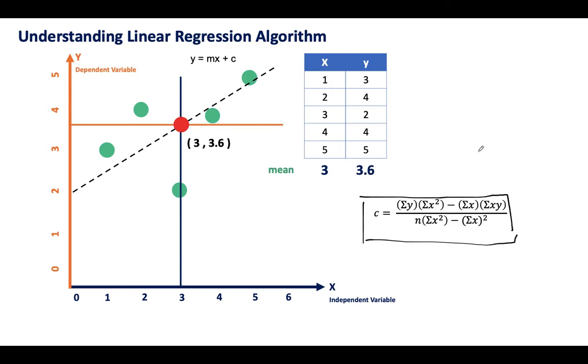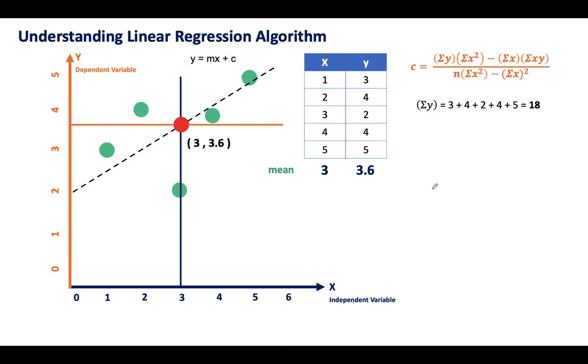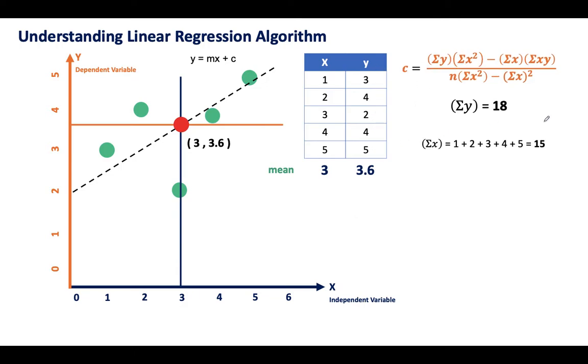Now for this we have to find the features. We have x and y. Now we have to find what is xy, what is x square, what is x whole square, and what this n is. So let's go with this. n is nothing but the number of rows. How many do you have? 5. What is summation of y? 3 plus 4 plus 2 plus 4 plus 5, that is 18. Similarly, summation of x gives you 15.